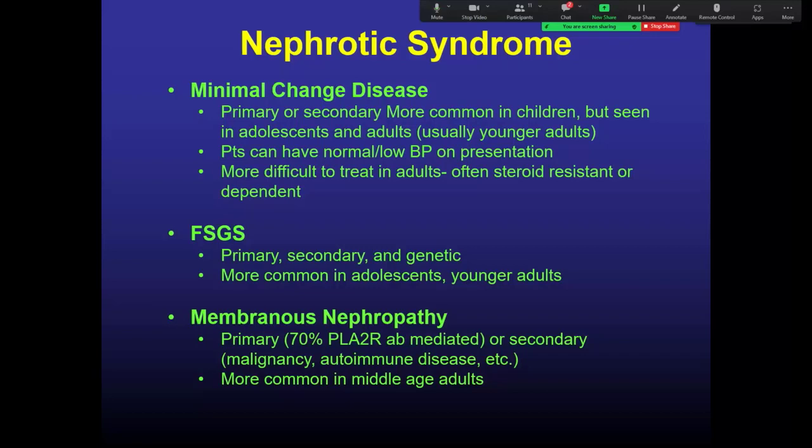And this is for your boards, you really need to note this patient picture. Membranous, as opposed to minimal change and FSGS, is more commonly associated with middle-aged adults. So typically, they give you that kind of question on a board exam.